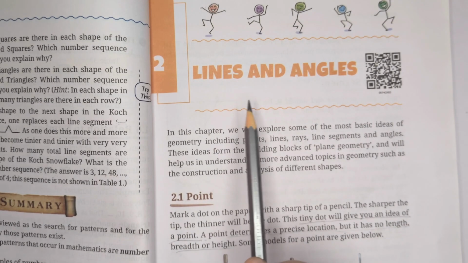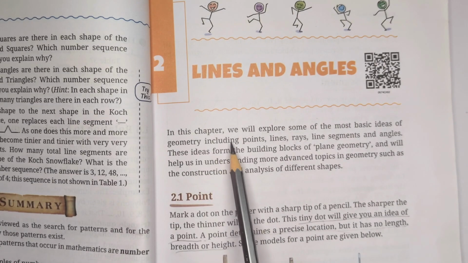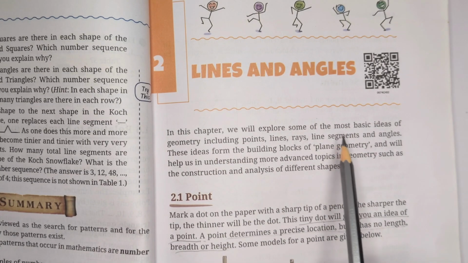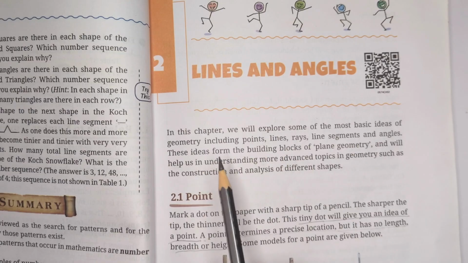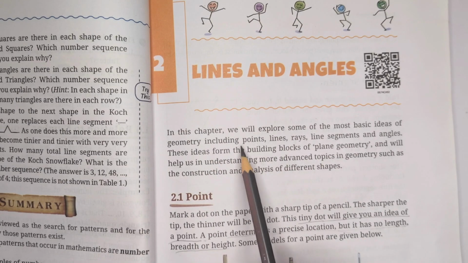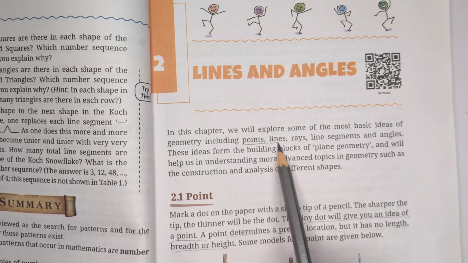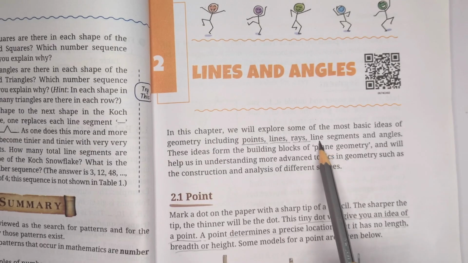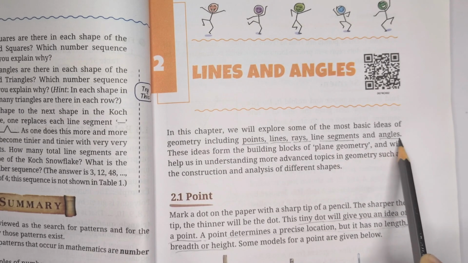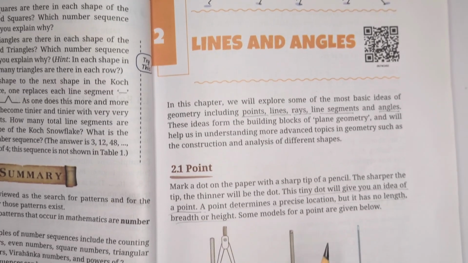Chapter 2: Lines and Angles. In this chapter, we are going to learn about the basic ideas of geometry, including points, lines, rays, line segments, and angles. Here, first is point.